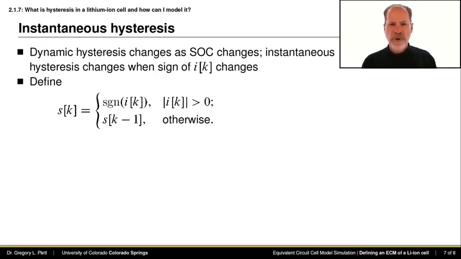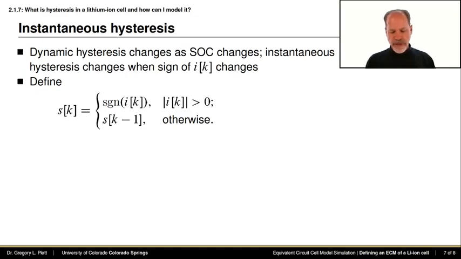What we're going to do is define a new variable, which is S of k. S of k is the sign of the input current, S for sine. And so under most conditions, we'll say S of k is just equal to the sign of input current, which means that it's 1 if the current is positive and it's -1 if the current is negative and it's 0 otherwise.